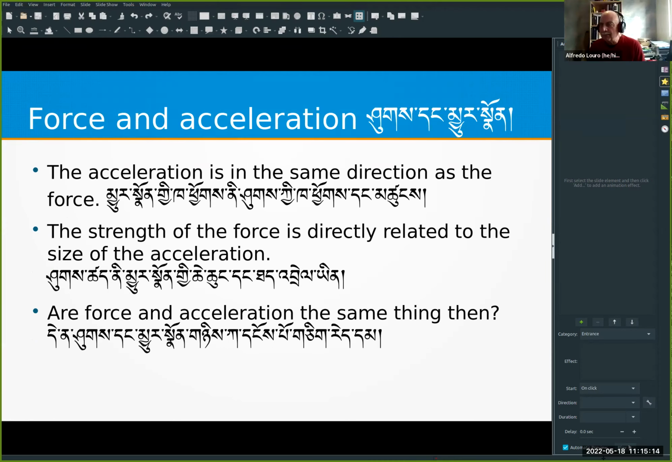So the way the ball gets the acceleration from the force is this. First of all, the acceleration is in the same direction as the force. So, and this is true in general. If I apply a force on something, I push it in a certain way, the object will accelerate, that is, its velocity will change in the same direction.